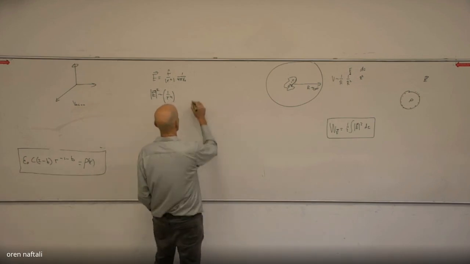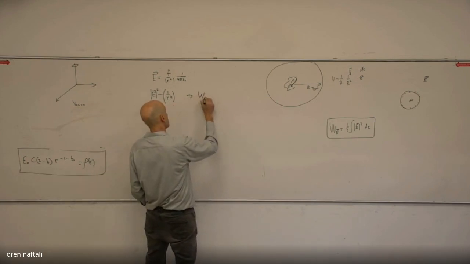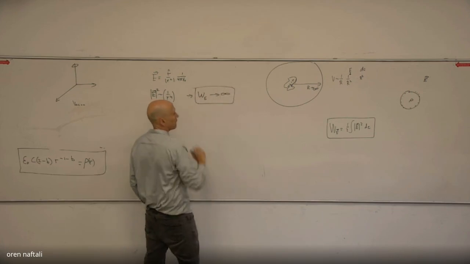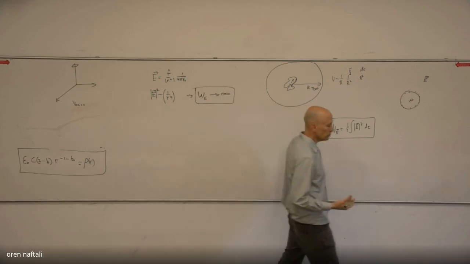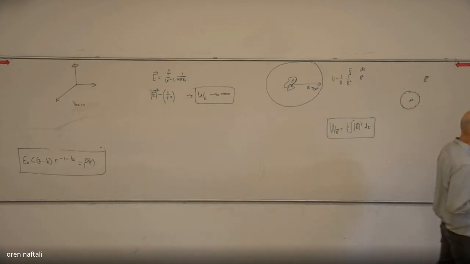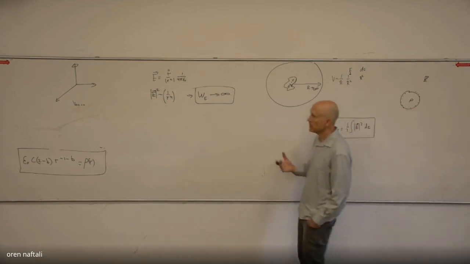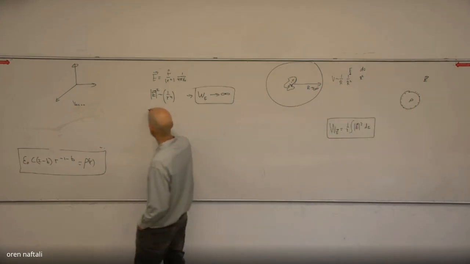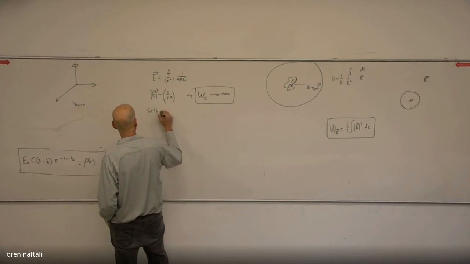And then W goes to infinity. So this is the divergence of the energy, and sometimes it's called the self-energy. This is the self-energy of the electron. And in this theory, it's infinity.